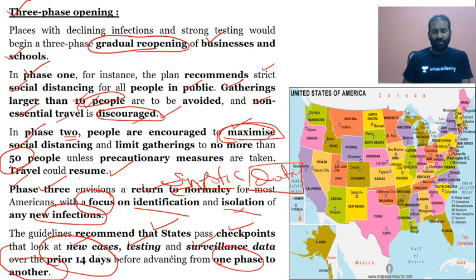They go ahead with the surveillance, and based on that they will make sure that the three phases will be taken into consideration. And then it is up to the state governors to decide which phase they have to go ahead with.